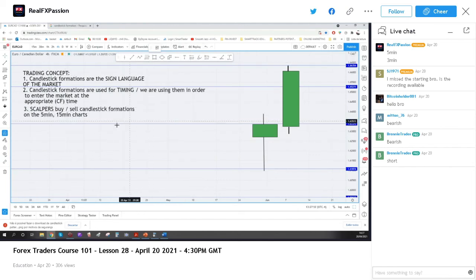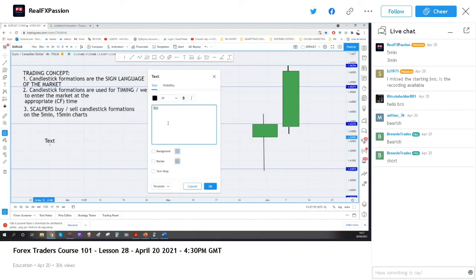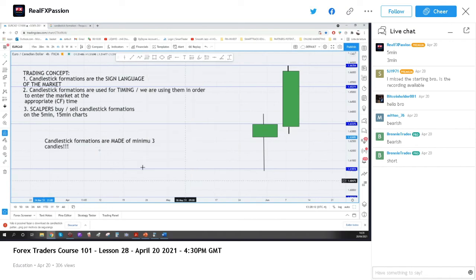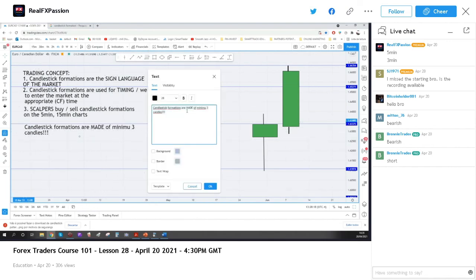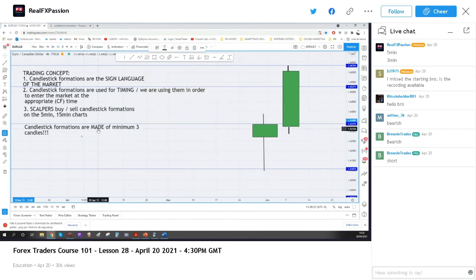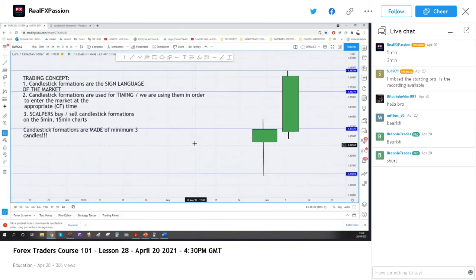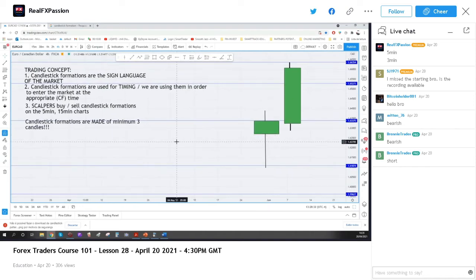Okay, so vocabulary for the beginner trader: candlestick formations are made of minimum 3 candles. Beginner traders, this is for you. You need 3 candles in order to talk about a candlestick formation. It could be decision, indecision, or indecision, decision.